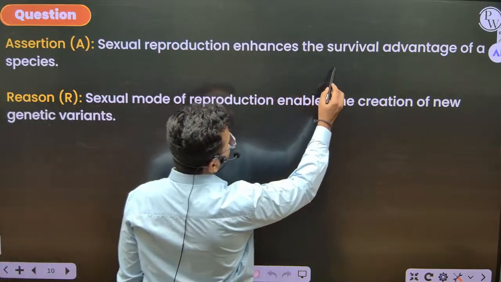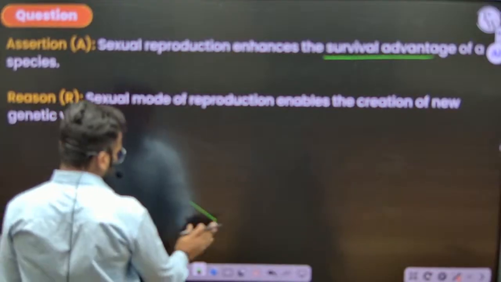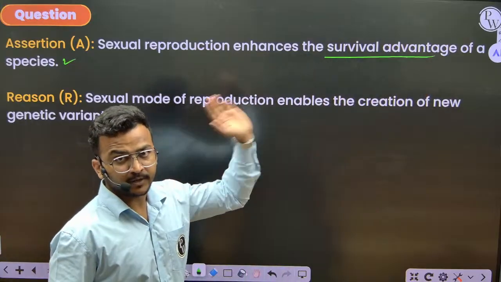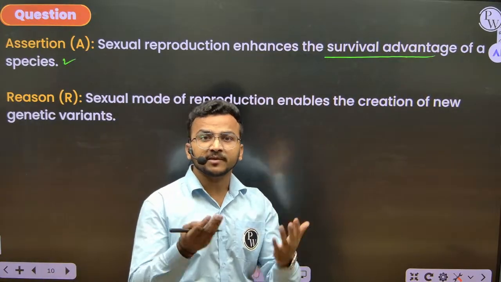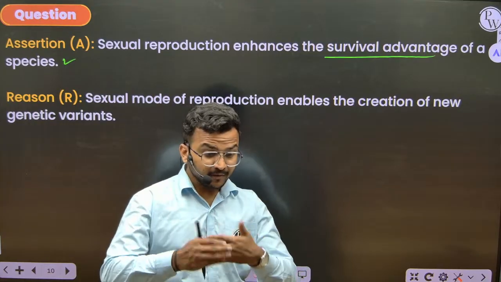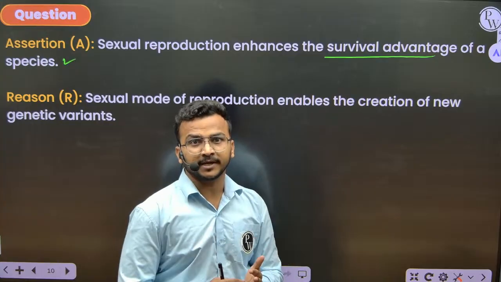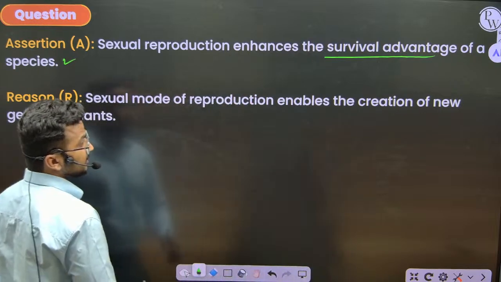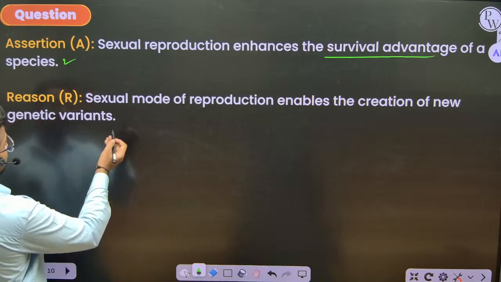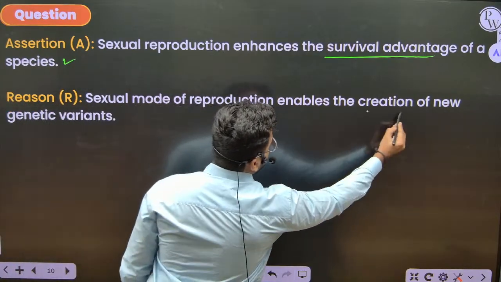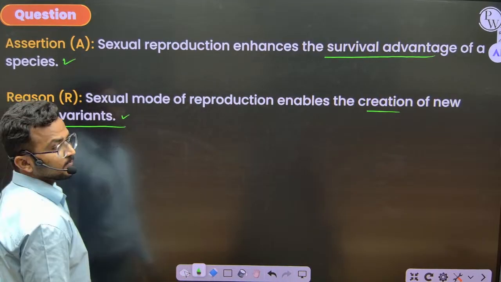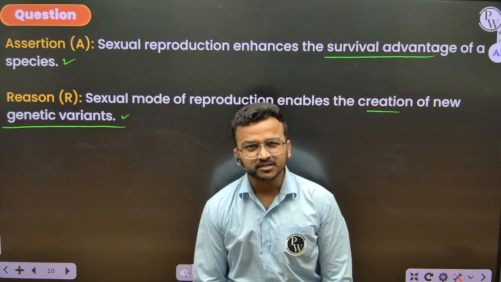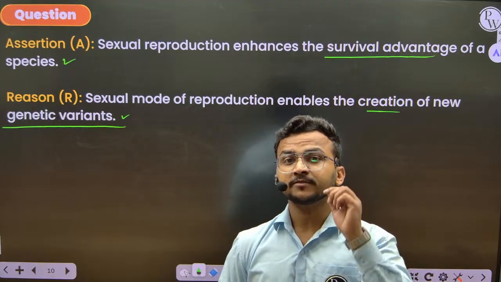Sexual reproduction enhances the survival advantage of a species. That is true and correct, because when species reproduce sexually, they undergo changes according to the environment or surroundings, which makes them survive. They have high survival chances. And now, sexual mode of reproduction enables creation of new genetic variation. That is also correct. Due to those genetic variations, there are chances of high survivability when they reproduce sexually.